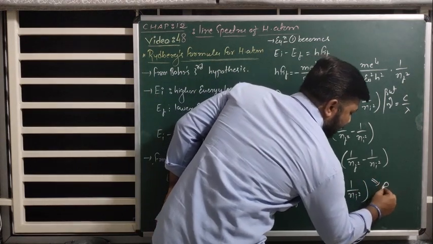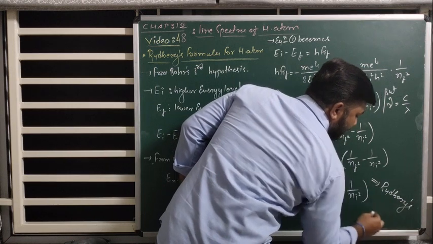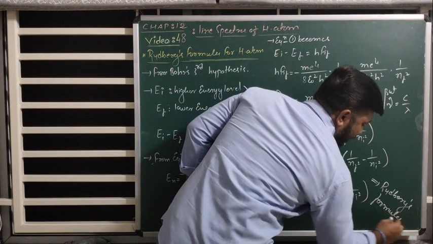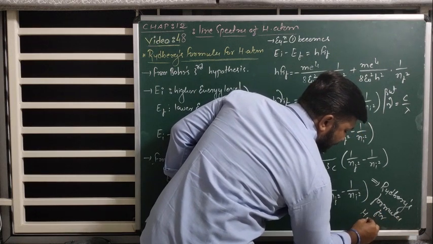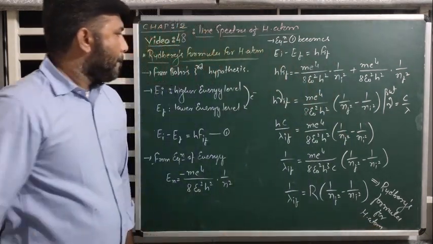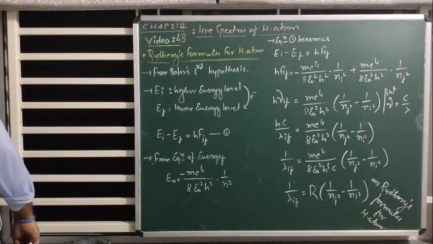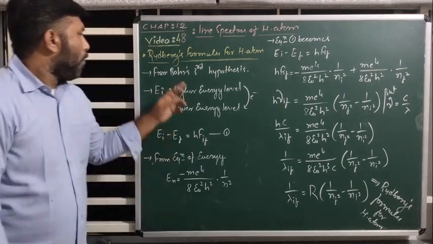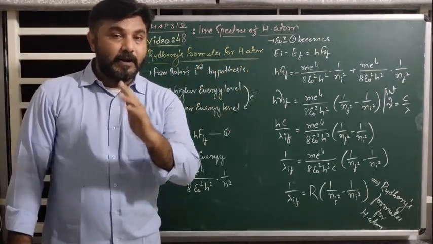This is known as Rydberg's formula, for which atom? Hydrogen atom. Okay, so it is a very easy and nice thing that is obtained, Rydberg's formula. There are a few steps still remaining.